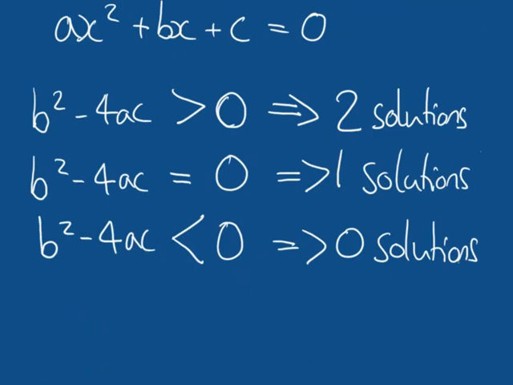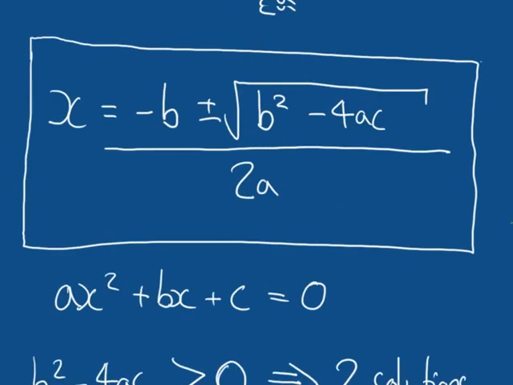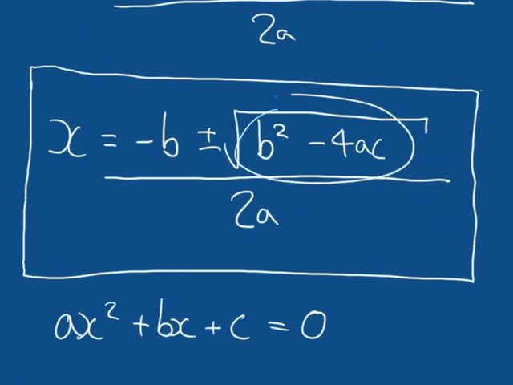Now the really nice thing is, in order to solve for the value of x, we're obviously going to have to calculate b squared minus 4ac anyway. So what we can do is calculate b squared minus 4ac first, and given that value we can test to see if we're finding two solutions, one solution, or if there isn't a solution.